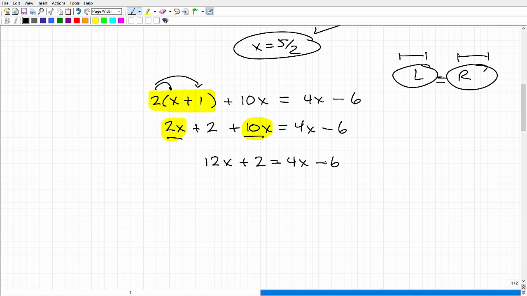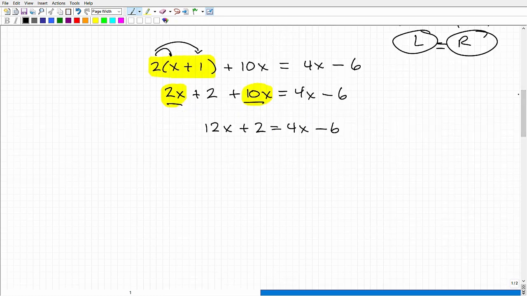Again, I'm skipping over a lot of things, but I'm making the assumption that you have some sort of idea already of what's going on with equations, all right? We're just doing a quick review here with this video.